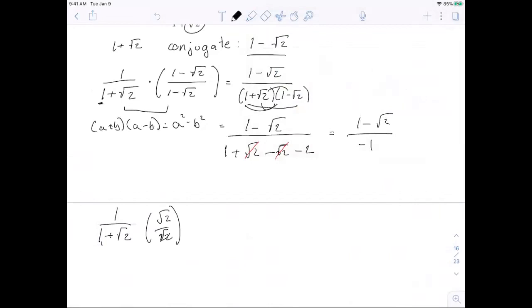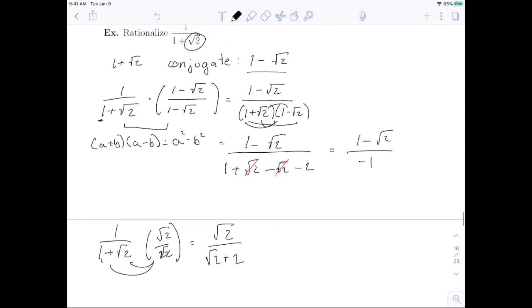Square root of 2. So that would give me root 2, and then I would distribute it to both terms, right? So I get square root of 2 plus 2. And I still have a radical on the bottom. And keep multiplying them back and forth, I'll always have a square root of 2 if I do that. That's why I need to do the conjugate.